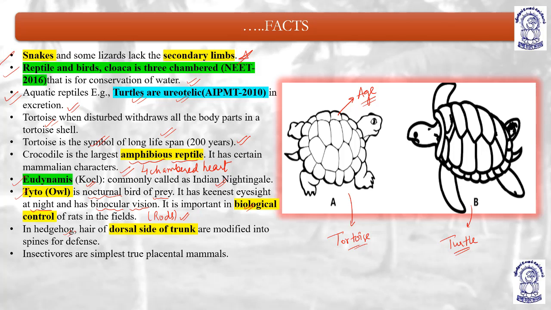In hedgehog, the hair of the dorsal side of the trunk is modified into spines for defense. Insectivores are the simplest true placental mammals. There are some mammals which are insectivores and are considered true placental mammals. So hedgehog is an insectivore with the dorsal side of the trunk modified into spines.